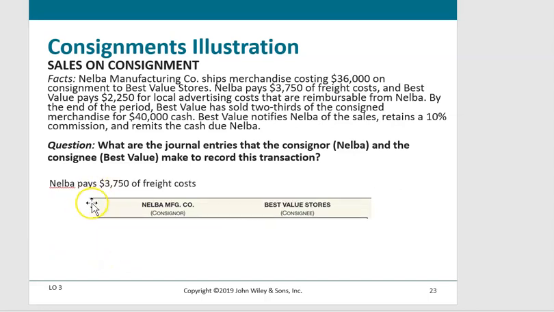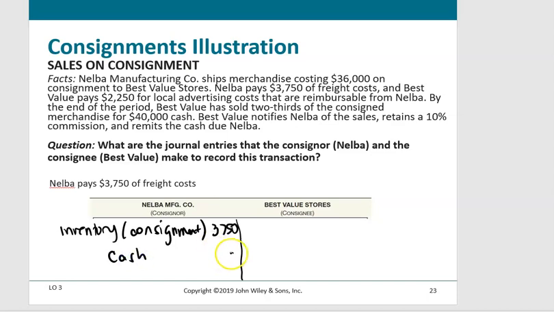Next, NELBA, the consignor, pays $37.50 of freight costs. So if we're the company that owns the inventory and we're responsible for freight costs, we add that to the value of the inventory. So NELBA is going to increase the account consignment inventory for the amount of the freight, $37.50, and then we're paying that, so cash or accounts payable, if it's been just billed, $37.50. The consignee does nothing.